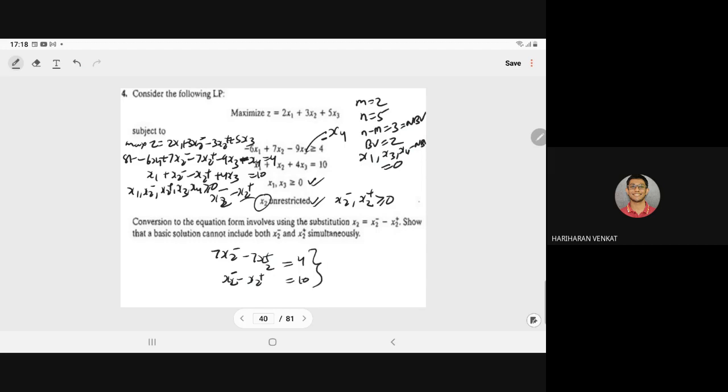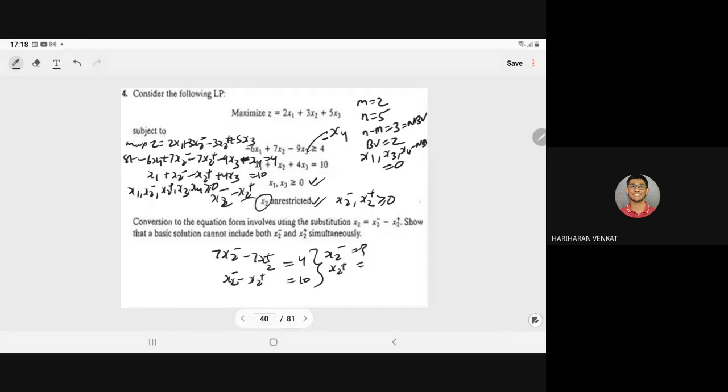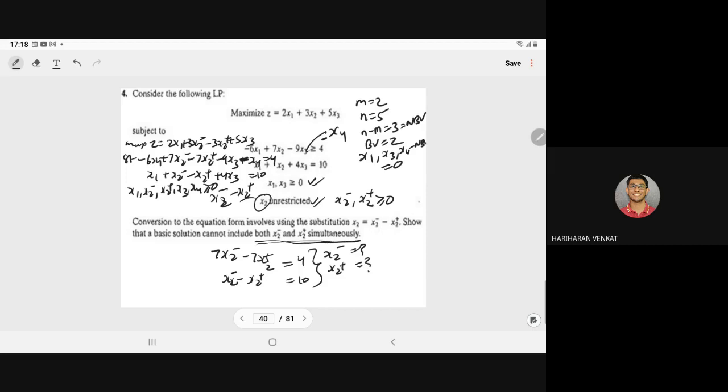So what will be the value of x2 minus and x2 plus from this system of equations? This is inconsistent. Simultaneously both cannot be positive. One should be 0.